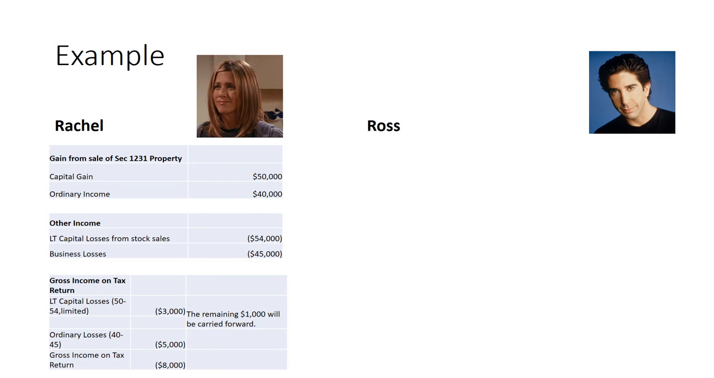The next thing on the gross income on the tax return, we go down and look at the ordinary losses. So she had 40,000 of ordinary income, and she had 45,000 of business losses, and so she only has to report a loss of $5,000 on her income tax return. So she's able to sort of negate all that ordinary income from the sale of the Section 1231 property by the business losses. So when we add those two down, Rachel's only going to show gross income on the tax return of a negative 8,000. So, well, she's not going to pay much in tax this year.